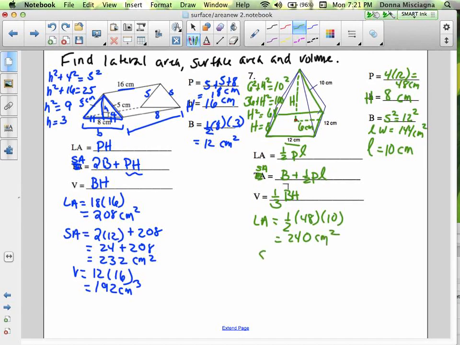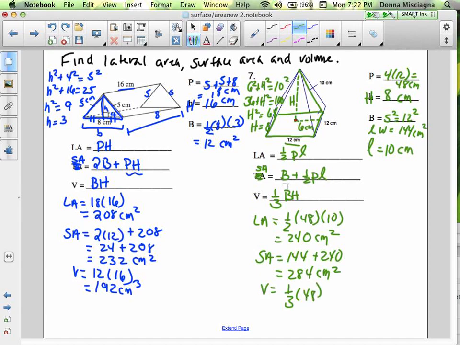For the surface area, just add in the area of the base to that, right? Because it's half the perimeter times the slant plus 1 base, right? Because half the perimeter times the slant gives you the 4 triangular sides. If you want the 5th side, just add in the base. So the area of our base is 144, so 144 plus 240 gives us 384 centimeters squared.